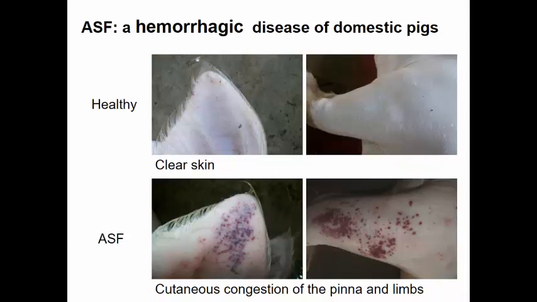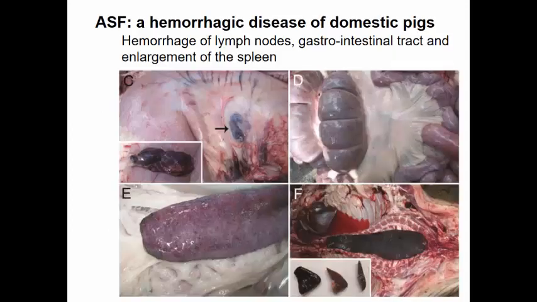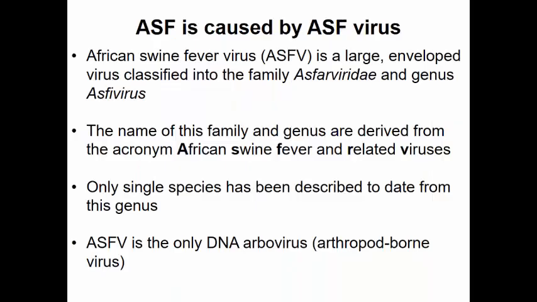Clinical signs that have been observed include hemorrhages in the pinna and also in the forelimbs. Normally, healthy pigs' skin just looks clear, as you can see in the pictures. But once they get infected with African swine fever, we have been seeing pictures in the field of cutaneous congestion, as you can see in the bottom pictures. But also hemorrhages have been seen in the lymph nodes and in the spleen, and the spleen has a tendency to enlarge, leading to the condition termed splenomegaly. You can appreciate in picture E the enlargement of the spleen, but also the shape of the spleen changes.